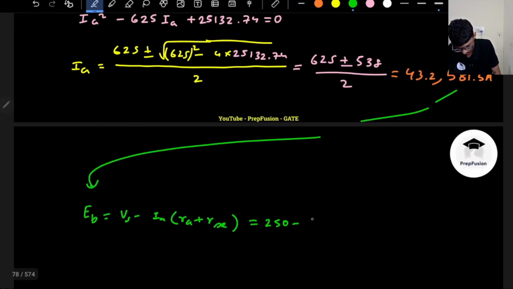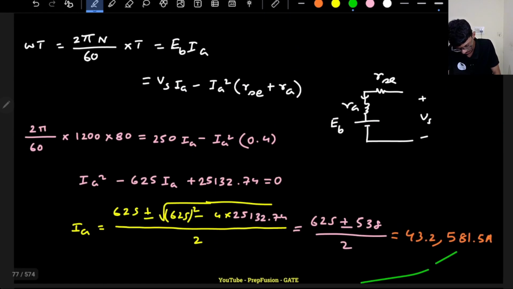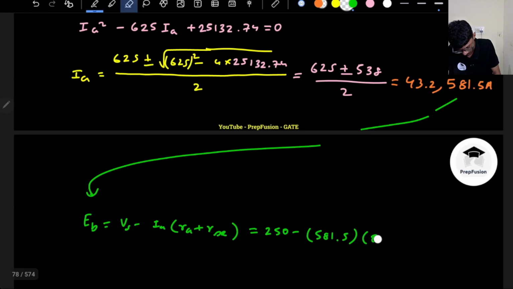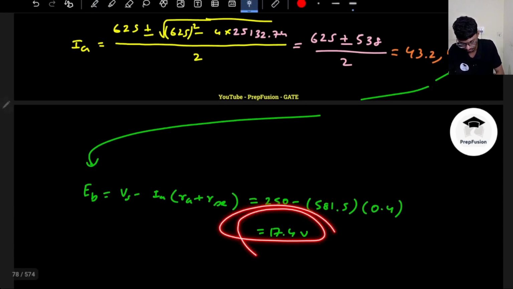250 minus 581.5 into Ra plus Rac. Ra is 0.4, right? So this into 0.4, if I subtract, I see very little back EMF is getting developed, only 17.4 volts, right? Very low amount of back EMF is getting developed. This is not the correct case.